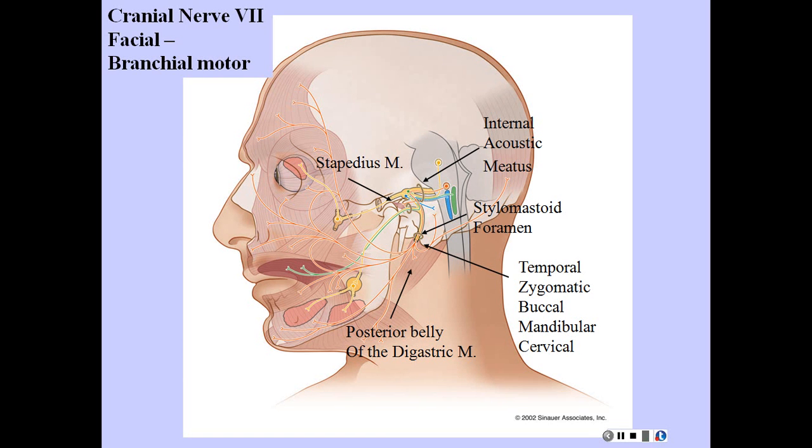Now, it's 100% of facial's function. It's the muscles of facial expression. You would interrupt the incoming taste information. You would interrupt the outgoing parasympathetic information. Everything would be affected if there was a lesion at that internal acoustic meatus.